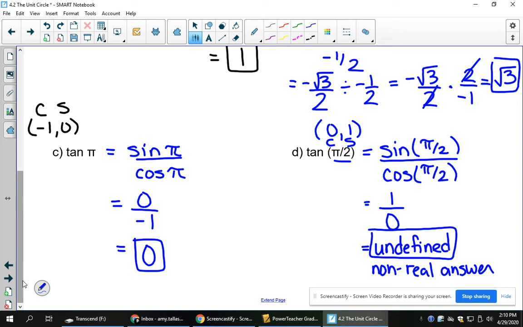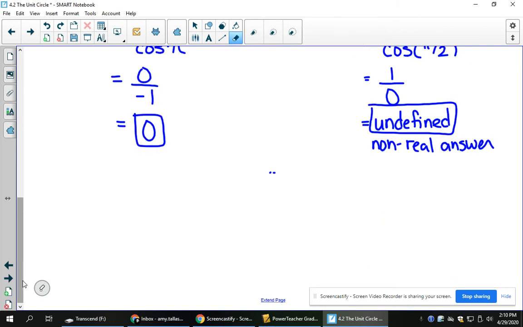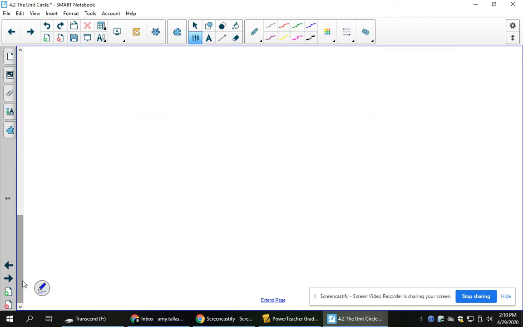Now, if you'd like to skip ahead here, I'm going to show you exactly why tangent is equal to sine over cosine. We've been using that from the formula sheet, so I just want to clear up why exactly that's on the formula sheet.